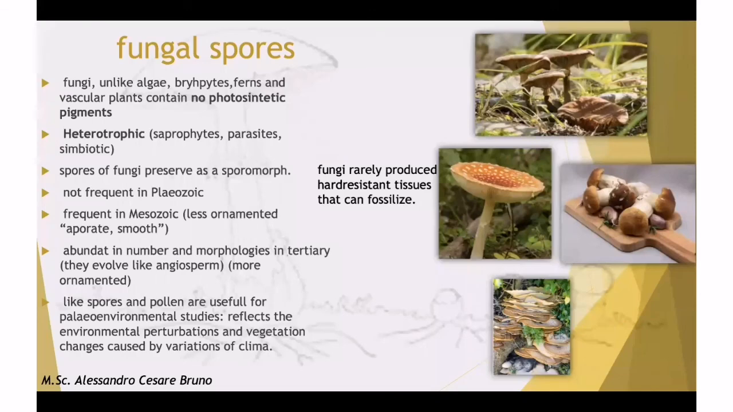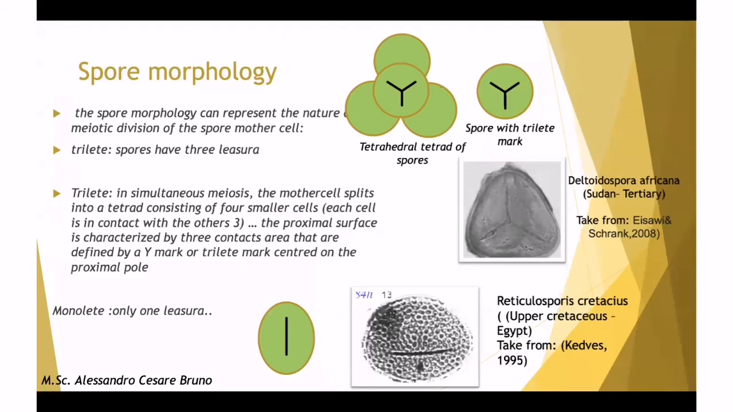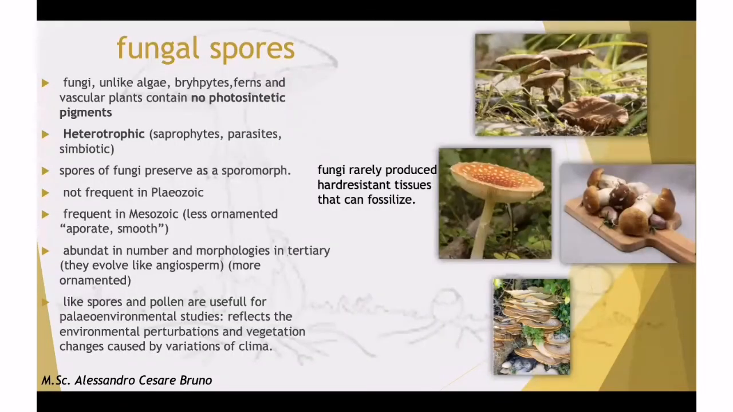And the last group that we are going to see are fungal spores. And fungi, like bryophytes and ferns and vascular plants, don't contain photosynthetic pigments. They are principally heterotrophic organisms, and they produce mainly spores. And spores, like spores produced by land plants, can fossilize and are found in sediments all over the world.